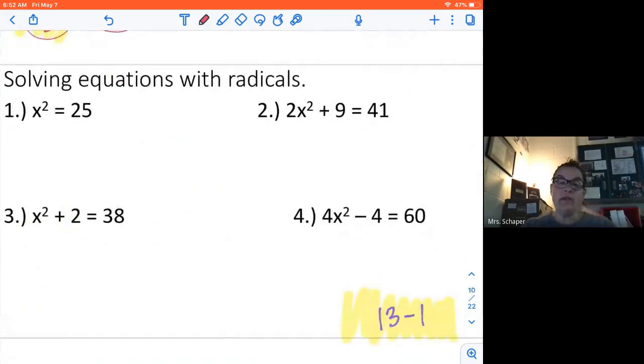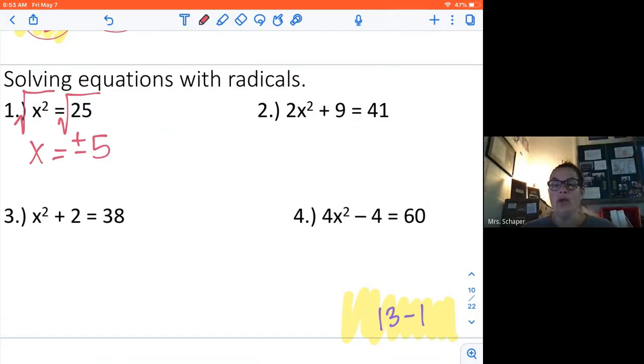We're going to be solving the equations with radicals. All right, so again, we've solved equations, same process. The only difference is now we're going to square root our answer. And so in this case, I'm going to take the square root of x. And again, if I write the square root symbol, I do the plus and the minus.